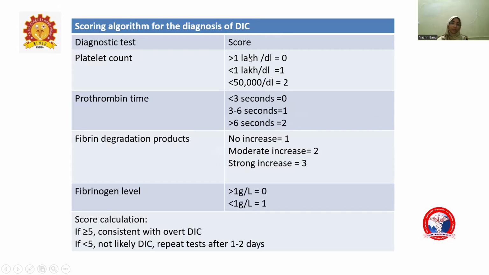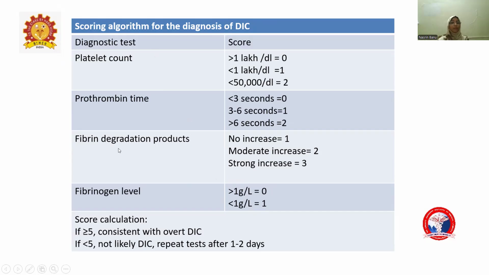For platelet count, if it is more than 1 lakh, it is given a score of 0. If it is less than 1 lakh per deciliter, a score of 1. If it is less than 50,000 per deciliter, a score of 2. Prothrombin time, less than 3 seconds is 0, 3 to 6 seconds a score of 1, more than 6 seconds a score of 2. Fibrin degradation products, no increase means 0, moderate increase to strong increase scores higher. The fibrinogen level, if it is more than 1 gram per liter is 0, less than 1 gram per liter is 1.